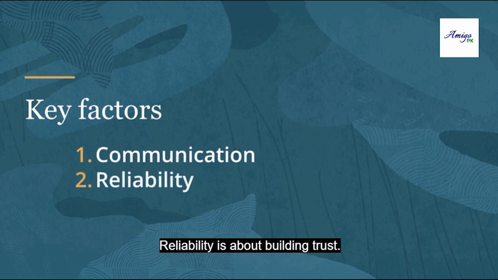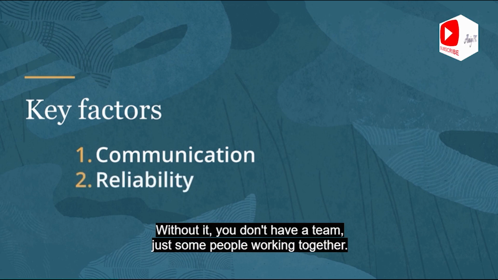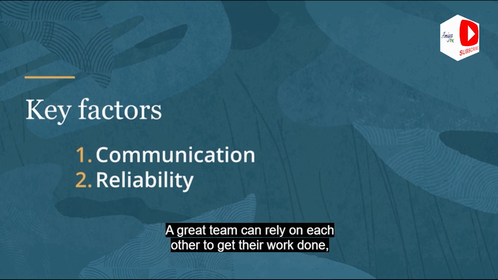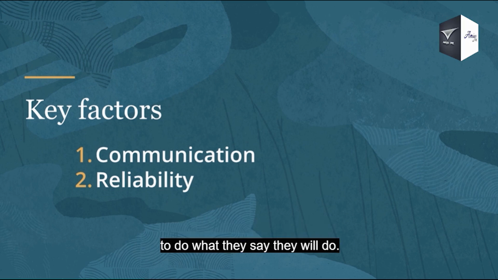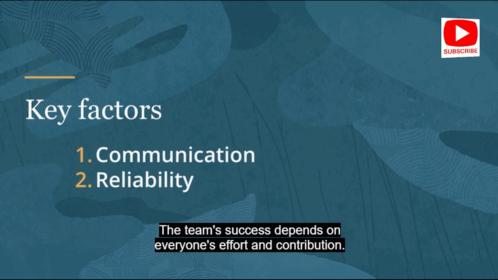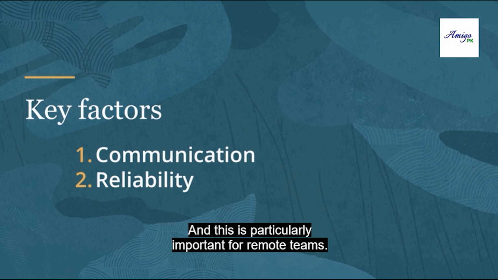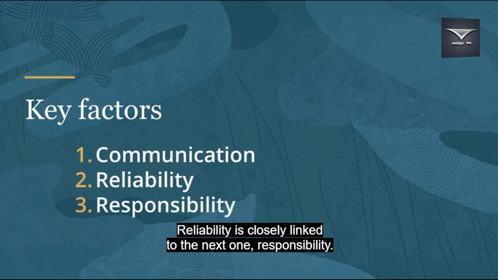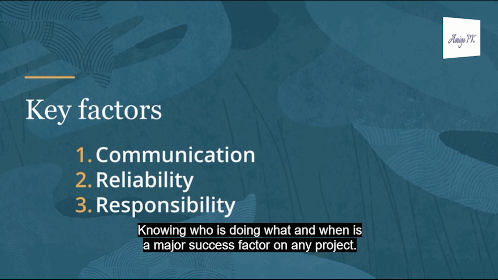Reliability is about building trust. Without it, you don't have a team, just some people working together. A great team can rely on each other to get their work done, to do what they say they will do. The team's success depends on everyone's effort and contribution, and this is particularly important for remote teams. Reliability is closely linked to the next one, responsibility. Knowing who is doing what and when is a major success factor on any project.